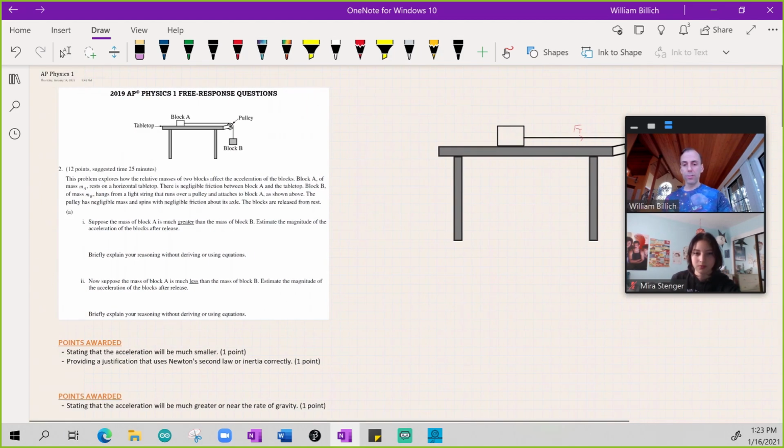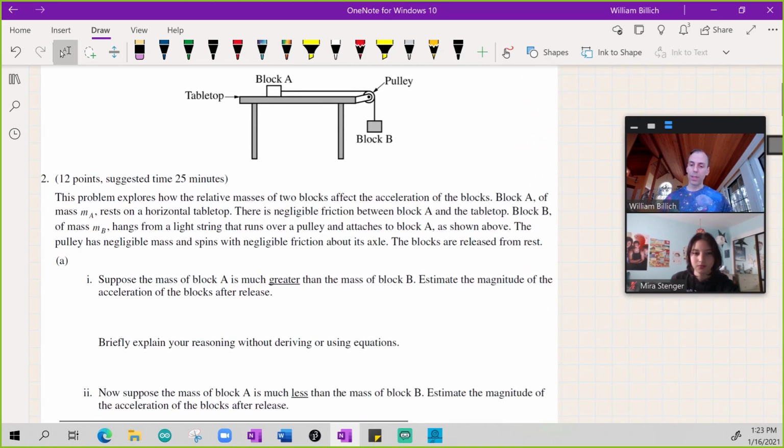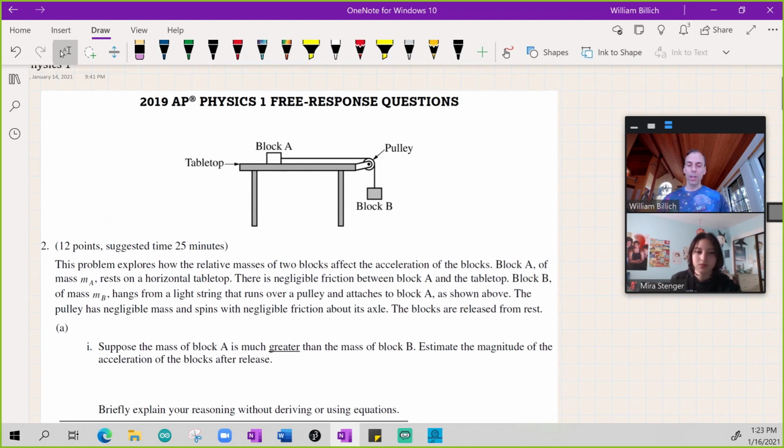So in this first situation, we're presented with a hypothetical, and they say, look, suppose the mass of block A is much greater than the mass of block B. Estimate the magnitude of the acceleration of the blocks after release.